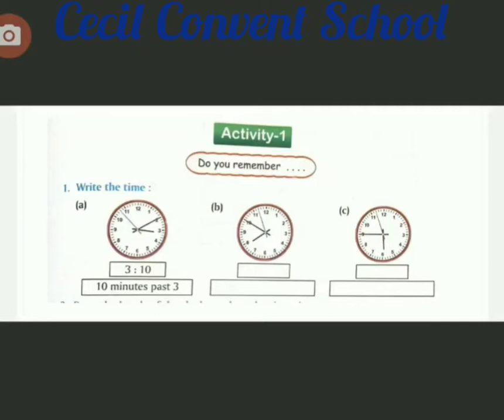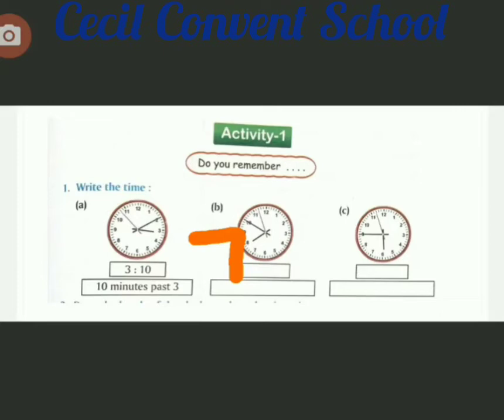Question number 1, the A part is already done for you. Now we will do the B part. Firstly, see our hour hand. It is between 8 and 7. So how do we write? Firstly, we write the smaller number. The smaller number is 7. Clear? Then see the minute hand. It is on 10. So how many minutes has it completed? If it is on 10, it has completed 50 minutes, because one number is equal to 5 divisions. So if it is on 10, we will multiply 10 by 5.